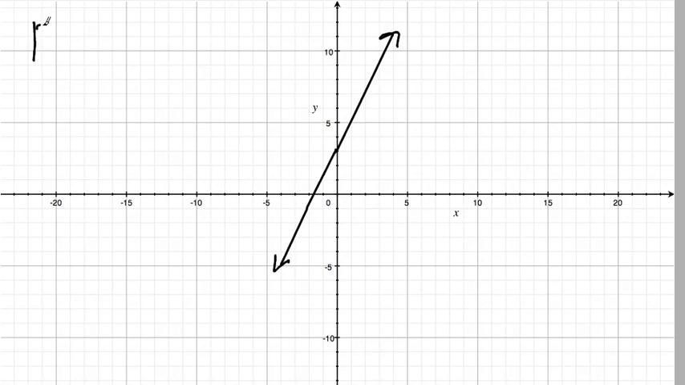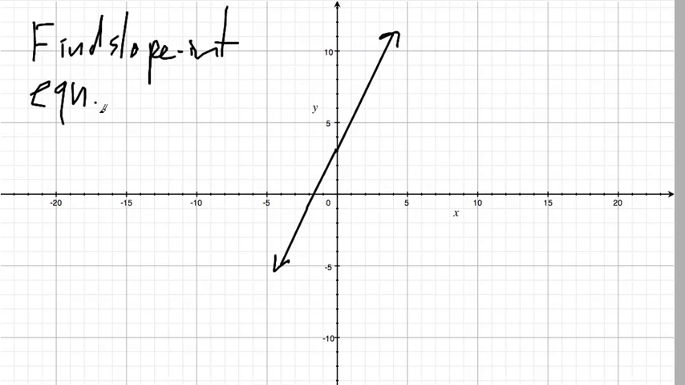Okay, let's find the slope-intercept equation, and I'll often abbreviate equation EQN. Well, to do this, we're going to want to find the slope and the intercept of this line. We're looking for the y-intercept, so we're looking for where the line hits the y-axis. So we don't want the x-intercept, we want the y-intercept right here. Where does it hit the y-axis? 0, 1, 2, 3. It hits at 3. So this tells us that b is equal to 3.